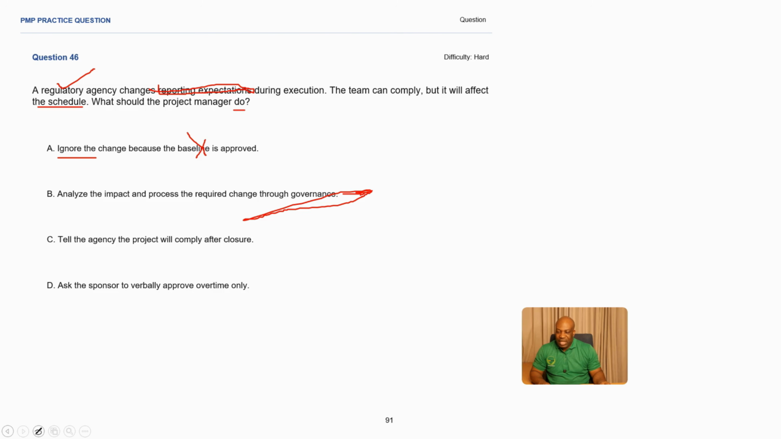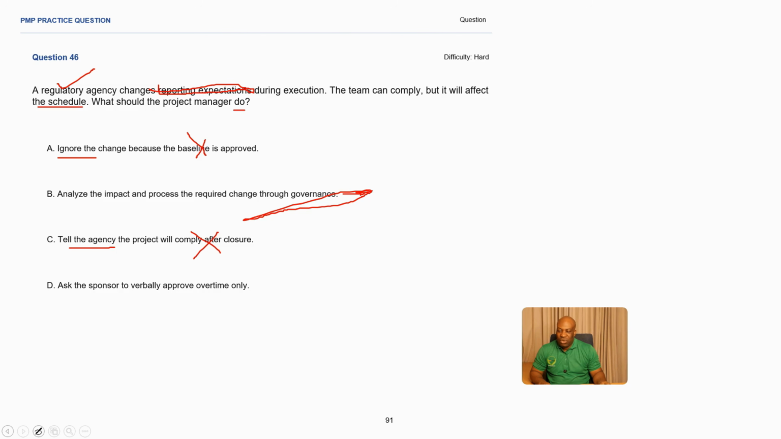Right. And then tell the agents the project will comply after closure. Don't postpone anything. All right. Don't kick the can. Don't kick the can along the road. Okay. So this one makes it incorrect.